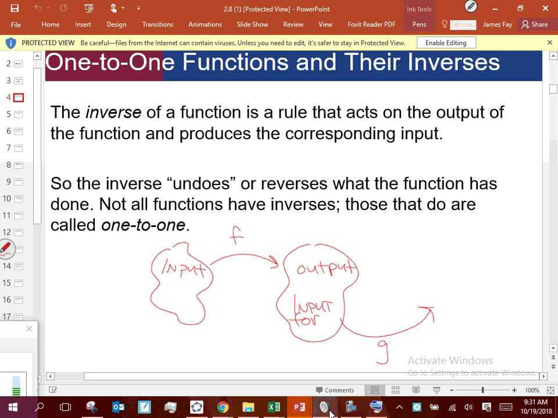So an input running through F, we now refer to that as the output of F. It now is the input for G, and it should give me a final output, right? If that final output matches the original input, those two machines just undid one another. Does that make sense? Those two machines, F and G, are referred to as inverses.